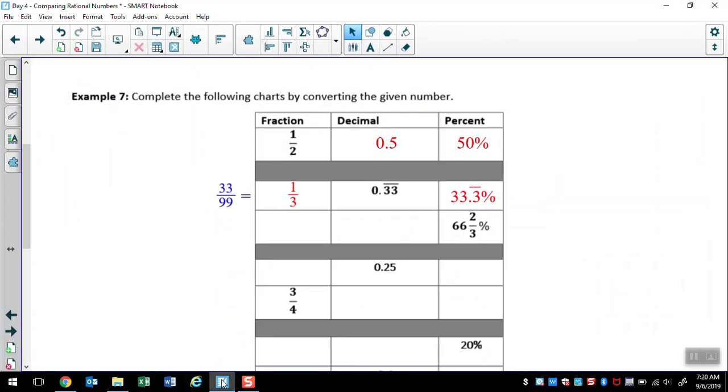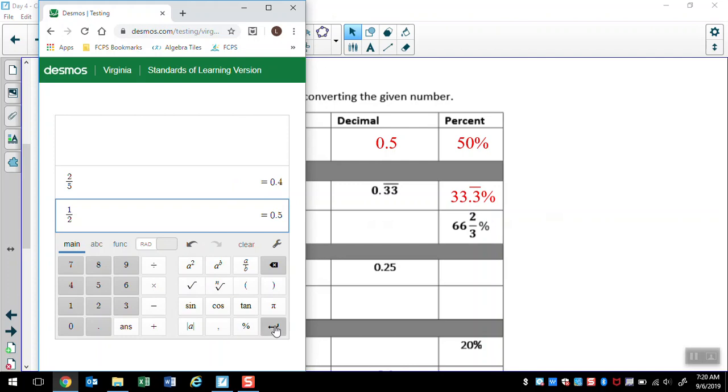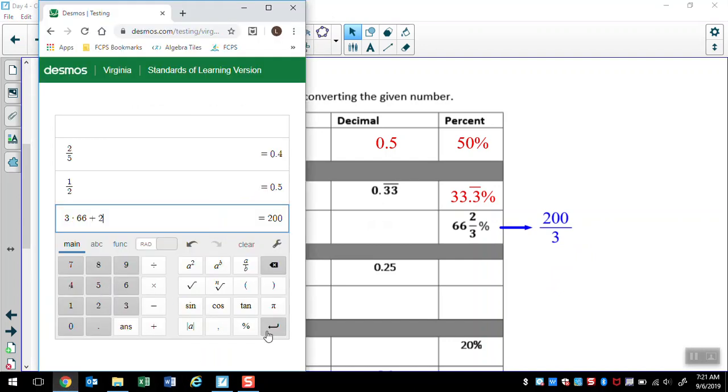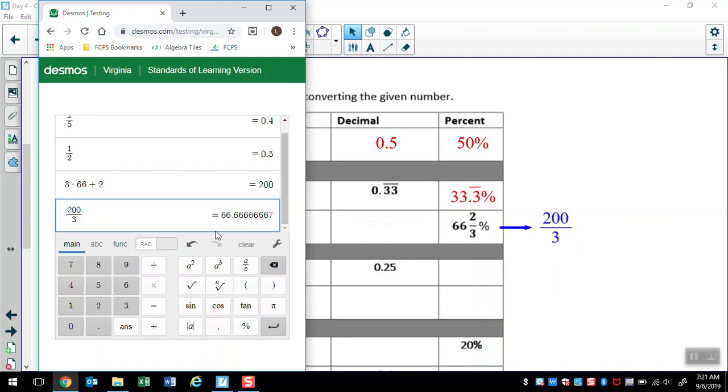I'm going to pull up my calculator. So I'm going to do 3 times 66, and then I'm going to add 2. So we do the denominator times the whole number plus the numerator, plus 2. That gives me 200, so this has a value of 200 over 3. Now if I were to do that division, 200 over 3 gives me 66.6 repeating.